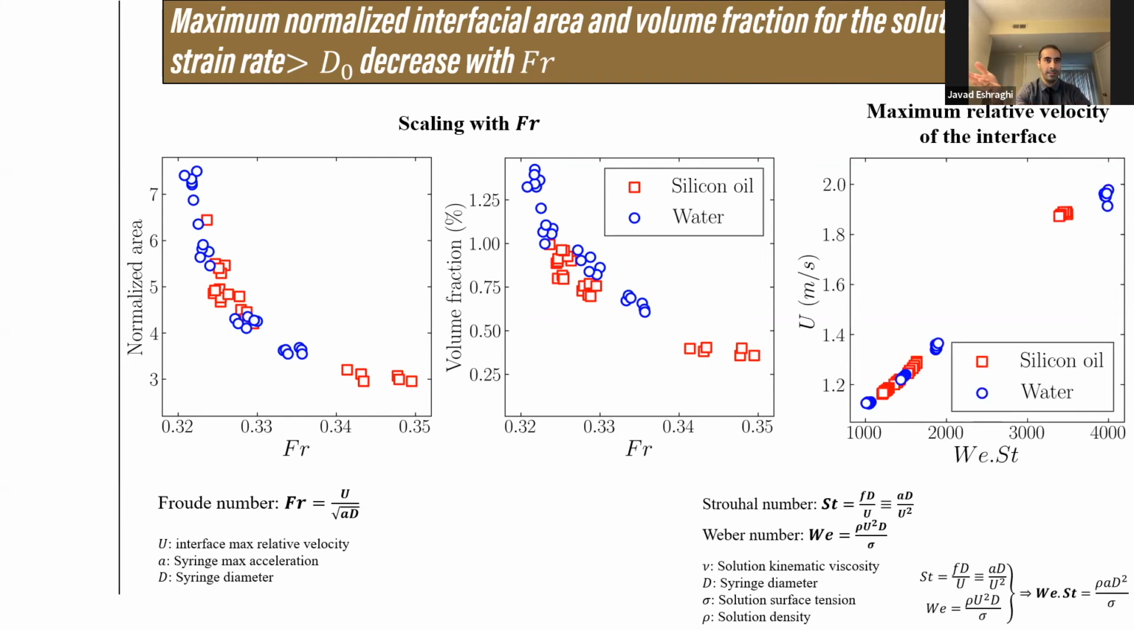And considering that we use the interface velocity for computing the Froude number, in order to make this analysis more practical for medical device developers, we tried to find a correlation between interface velocity and autoinjector design parameters. So we came up with a dimensionless number that is the multiplication of the Weber and Strouhal numbers. Therefore, using the autoinjector design parameters, we can compute the value of Weber times Strouhal and obtain the interface velocity. Then we go back to the left plots, and after calculating the Froude number, we can find the normalized interfacial area and volume fraction of solution with the highest strain rate.